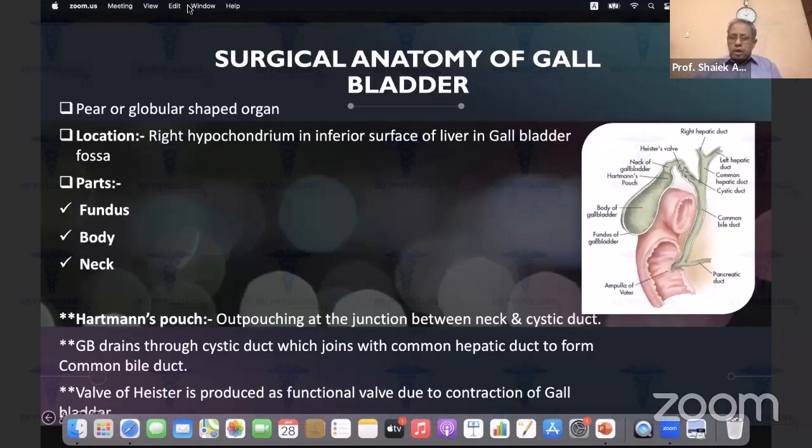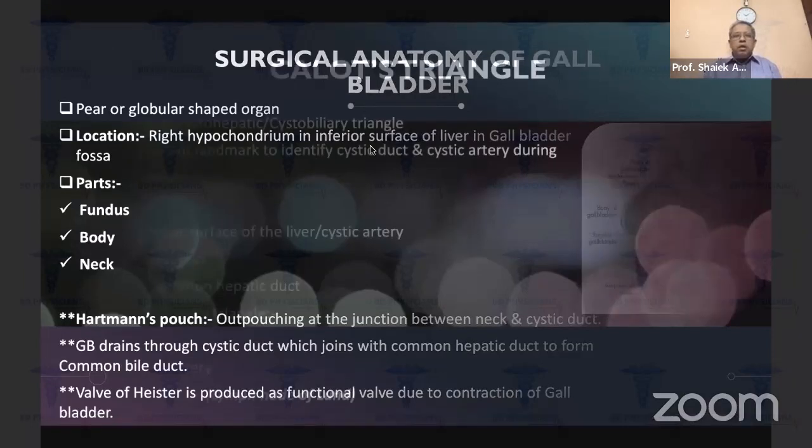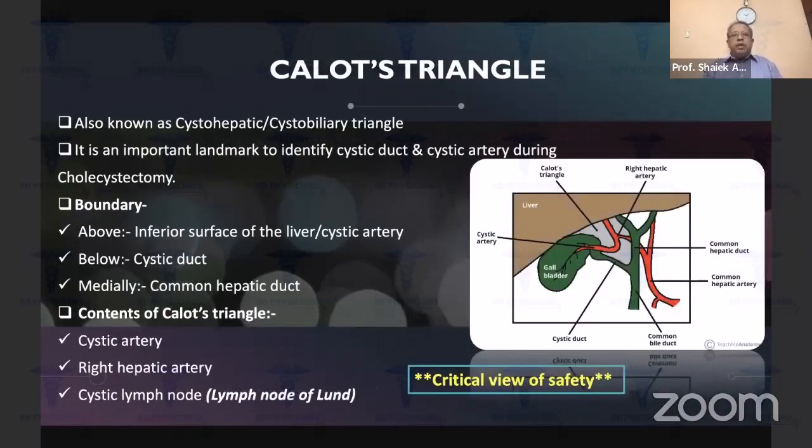Okay. So this is the basic thing. We just recapitulate our previous knowledge. Another important anatomical knowledge is Calot's triangle. Previously it was called Calot's triangle; nowadays it is called the cystohepatic triangle or cystobiliary triangle. It is an important landmark to identify the cystic duct and cystic artery during cholecystectomy.